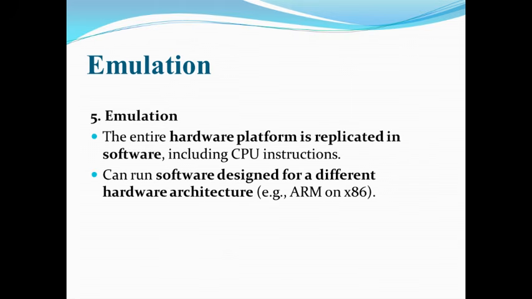And next is emulation. Emulation replicates the entire hardware system in software. It allows software from one platform to run on another. Example: ARM software running on another platform such as an 8086 processor. It is useful for testing, legacy system support, or running different OS architectures. It is slower but offers maximum compatibility.